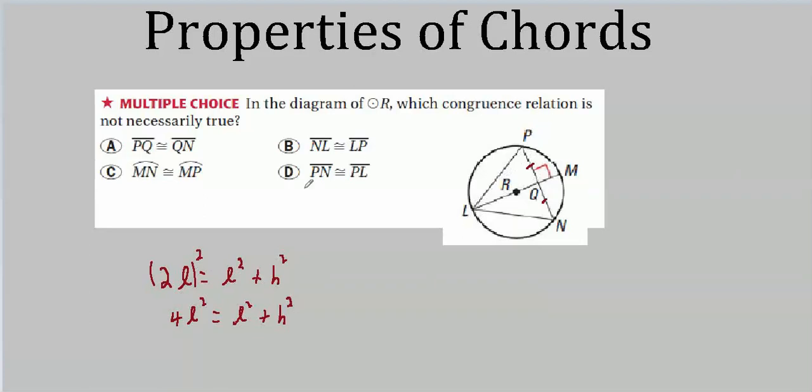So D is the one which is not necessarily true. And they were smart to write necessarily because it actually could be true if you had some way of showing that this segment right here was 3 times the length of this segment. You would have a hypotenuse that is actually double this. But we don't have any way to know that. So the correct choice is D.